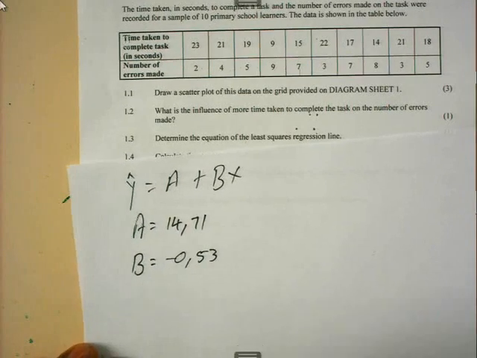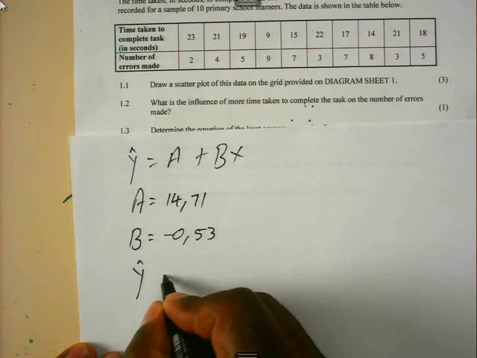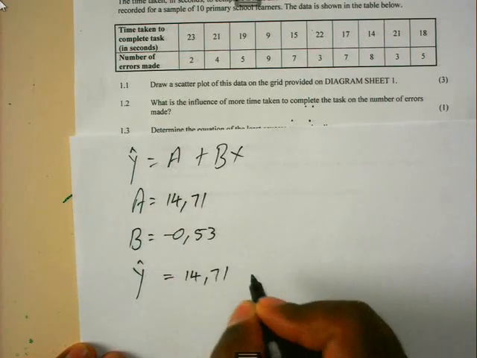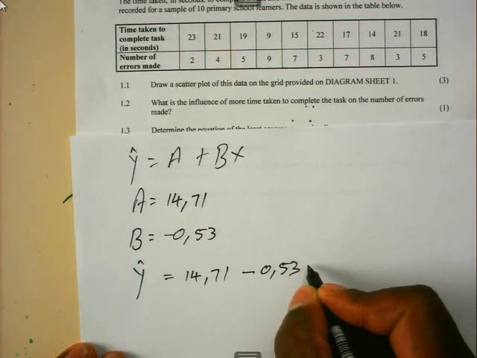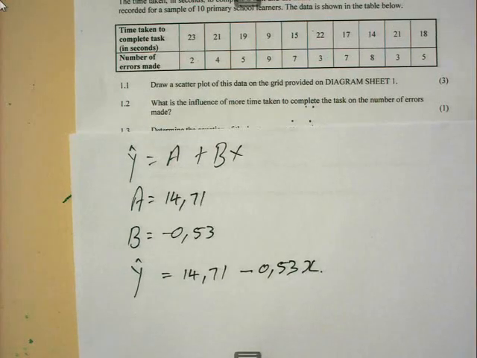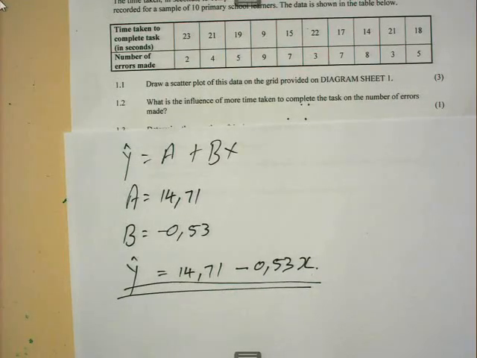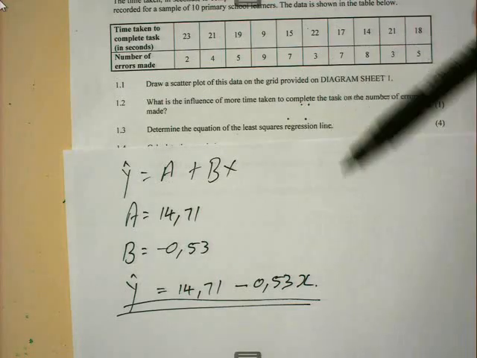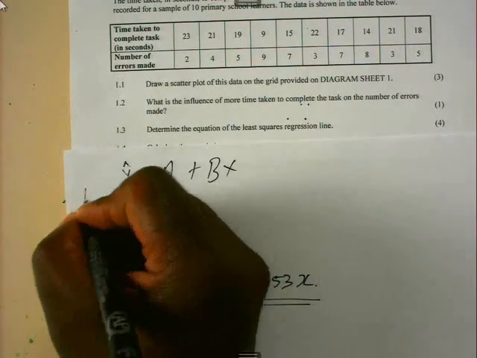So the least squares regression line, the equation becomes Y with a cap on top is equal to, what is the value of A? 14.71 minus 0.53x. This is the equation of the least squares regression line. The question says determine the equation of the least squares regression line. So this is the equation if we are answering 1.3.